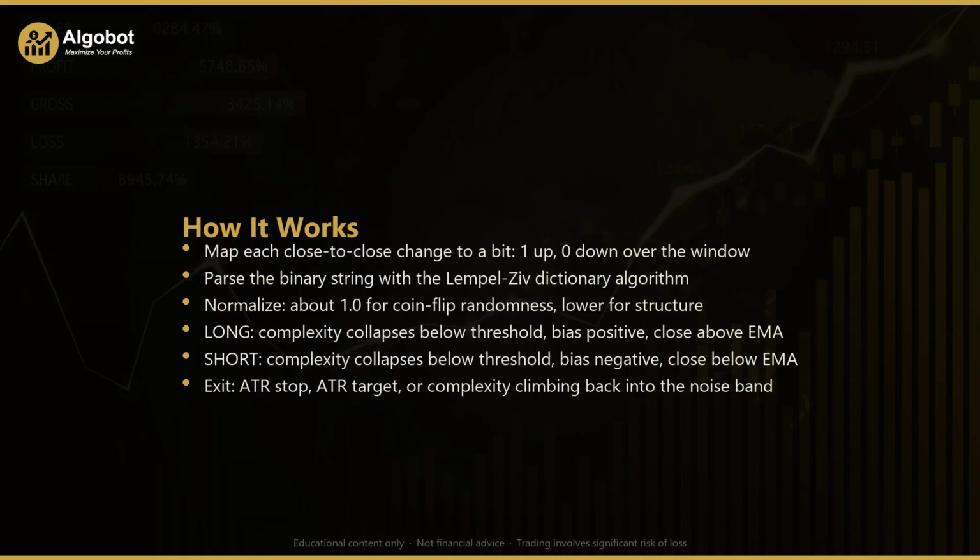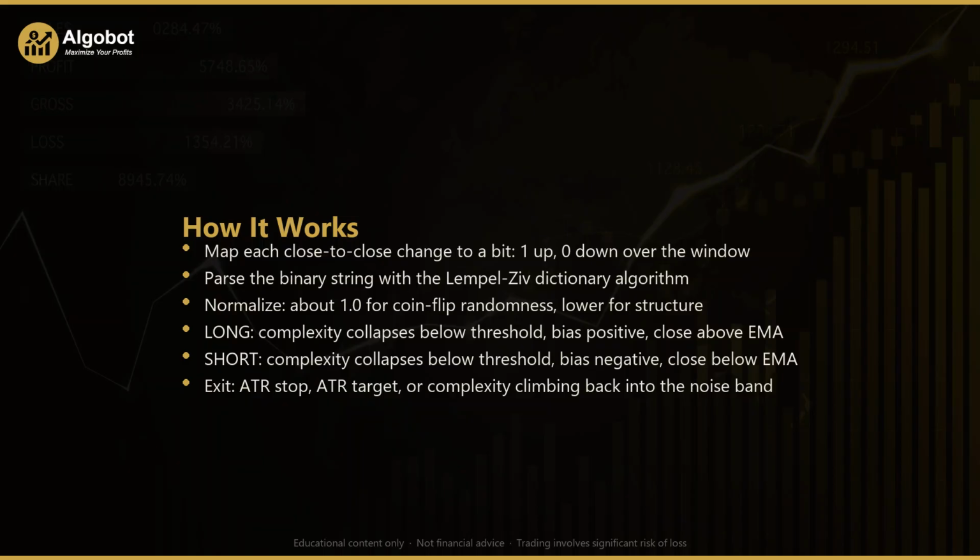For a long, the net sign bias must be positive beyond the minimum bias setting, and the closing price must be above the moving average. For a short, the bias must be negative beyond that same minimum, and the close must be below the moving average. If everything lines up, the strategy signals an entry in that direction. Notice how balanced this is. The long and short rules are perfect mirror images of each other.